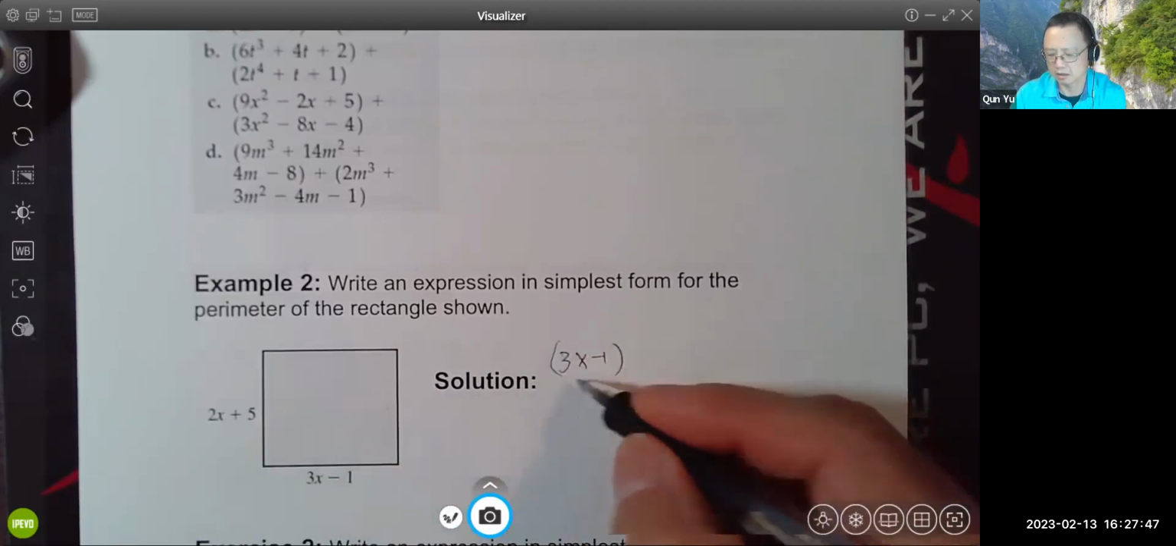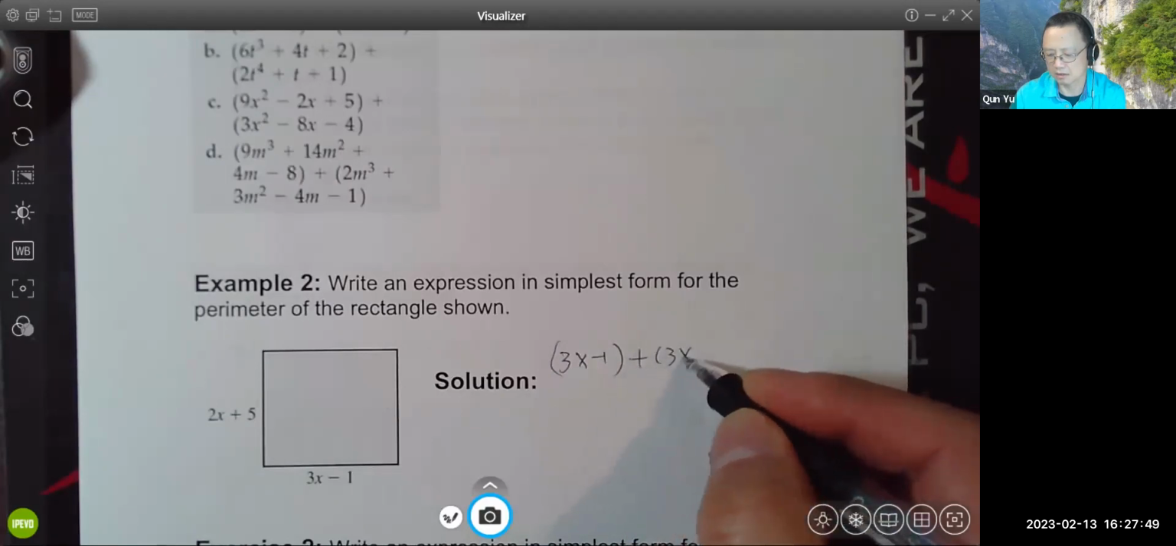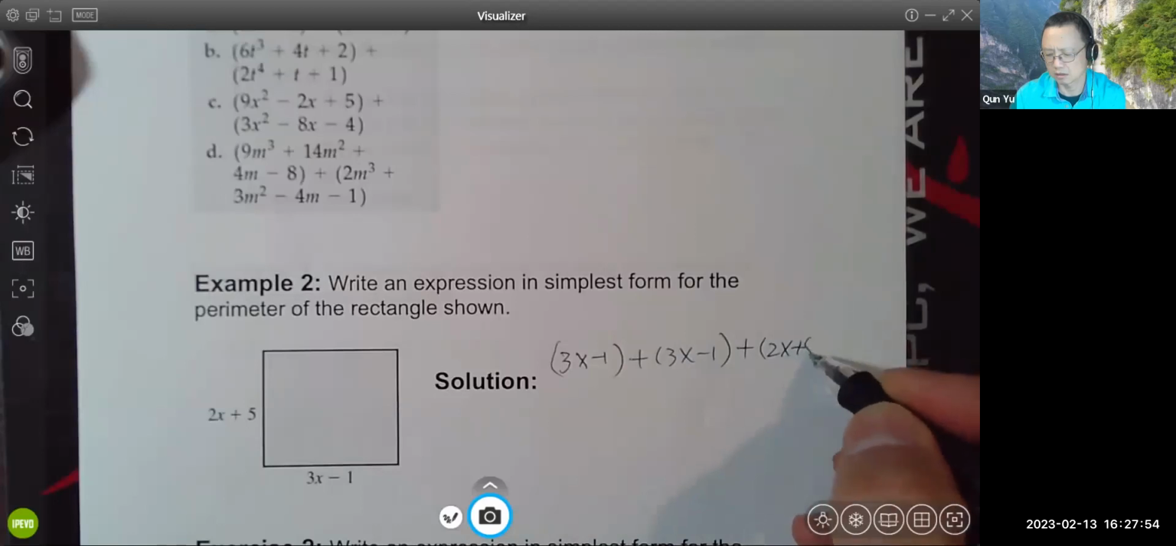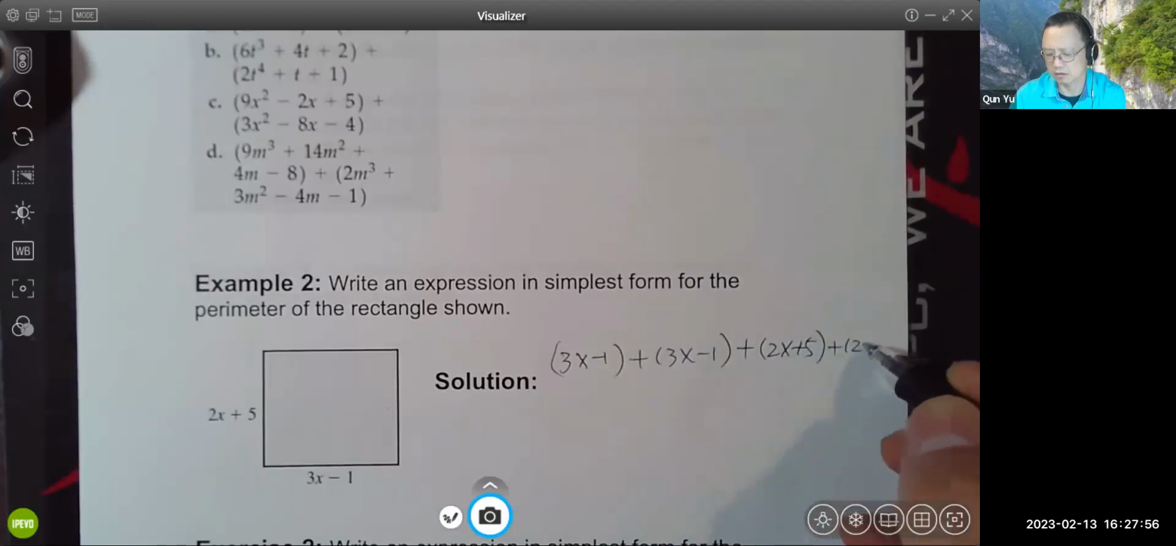Length plus length plus width and plus width.